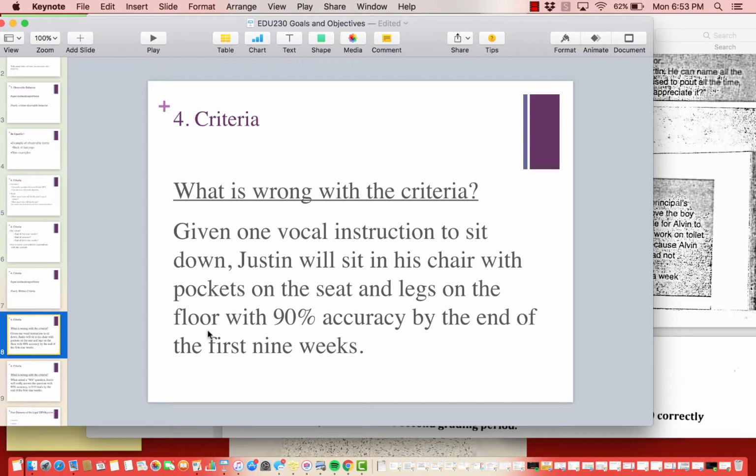Is there a leg stretched out to the side? Is one pocket not touching the ground? It's hard to determine what that would look like because you don't sit with 90% accuracy, so that does not make sense in this particular example. But I have seen often where people just slap down 90% accuracy without taking a second to see, does it make sense?